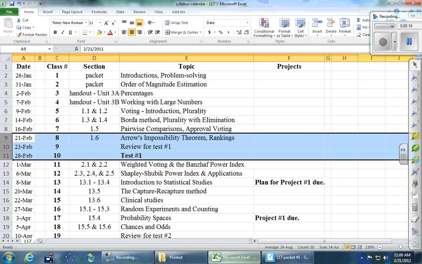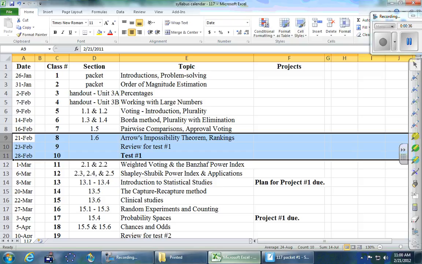At the end of today, this will be the end of our 4th day on voting theory. It's our last day on voting theory. And then on Thursday, we have our review. And then on Tuesday, 1 week from today, we have our first test. Any questions about the schedule?